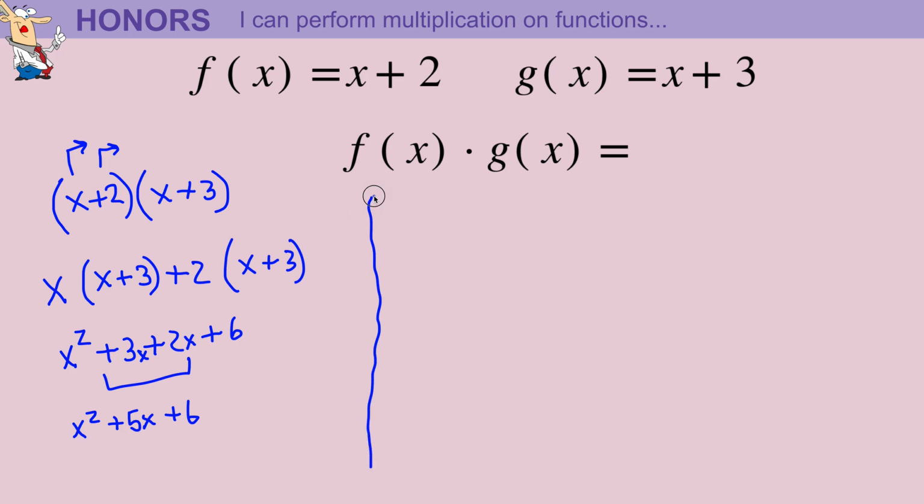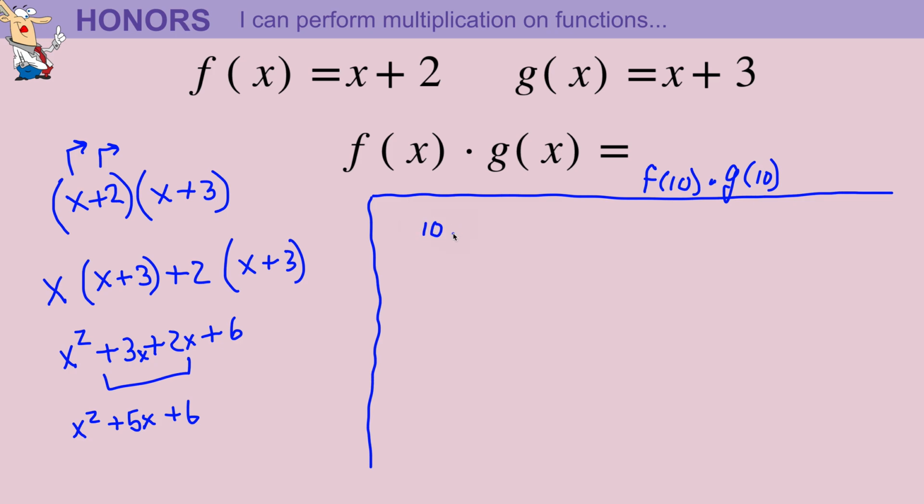Now I'm not going to do this with all of them, but I want you to see that this really does work, and this distributive property makes sense. So for my example here, I'm going to evaluate this function at 10. So it'd be f of 10 times g of 10. And we can do the first way where we substitute it in and get the amount. So we have 10 plus 2 times 10 plus 3. That would be 12 times 13, and that gives us 156.